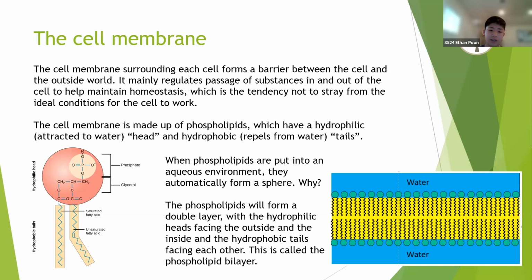So the hydrophilic heads face the outside and the inside, and the hydrophobic tails face each other. Because the hydrophobic tails do not want to face the water, they automatically face each other. And scientists have a fancy name for this, as they have for everything, and it's called the phospholipid bilayer. Does anyone have any questions about this? All right, moving on.